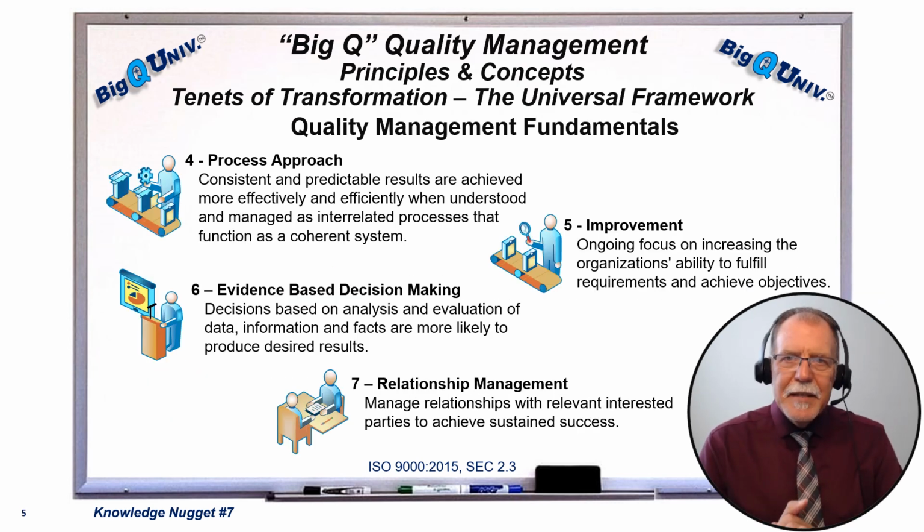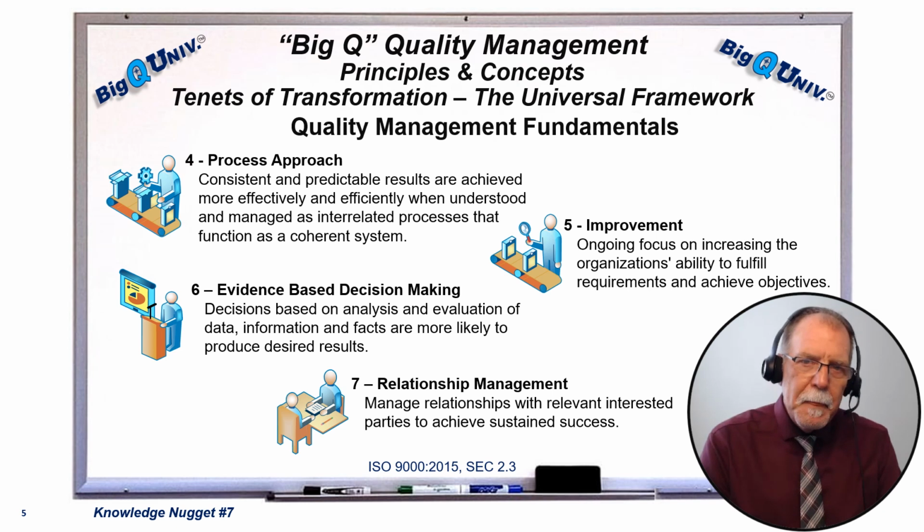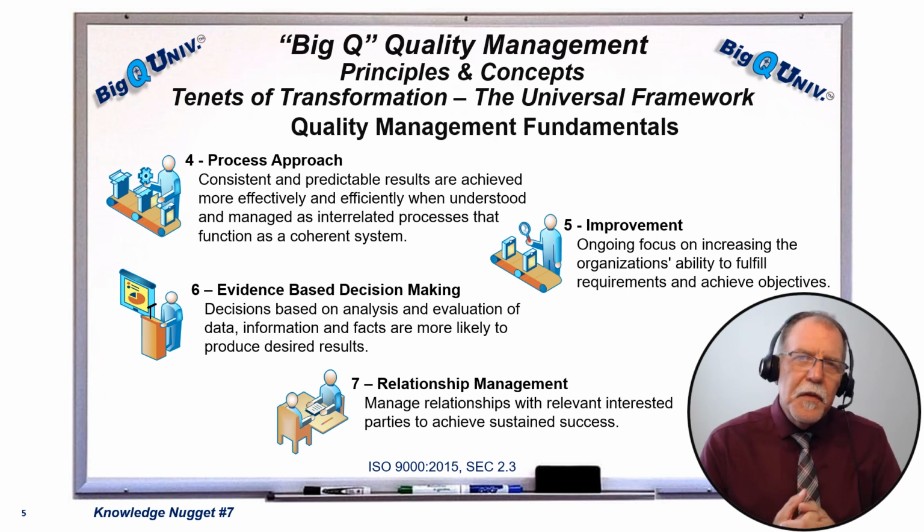The process approach is based on the idea that consistent and predictable results are achieved more effectively and efficiently when understood and managed as interrelated processes that function as a coherent system. Improvement is about the ongoing focus on increasing the organization's ability to fulfill requirements and achieve objectives. Evidence-based decision-making is based on the idea that decisions that are based on analysis and evaluation of data, information, and facts are more likely to produce desired results. And relationship management is about managing relationships with relevant interested parties to achieve overall sustained success.